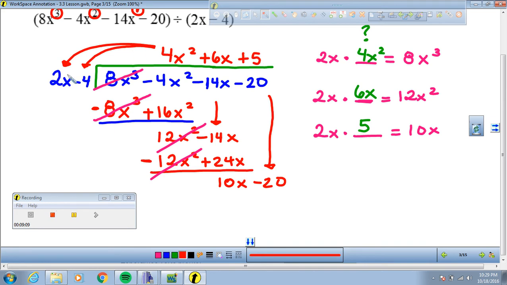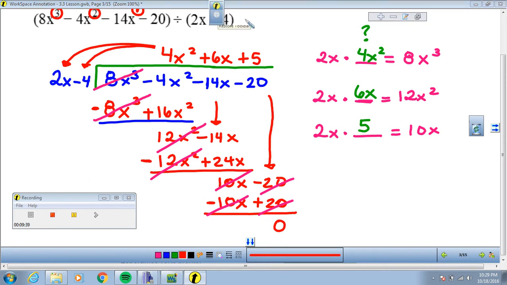Again, 5 times the 2x on the outside, 10x, but positive times a positive should be a positive, but I'm going to change it to a negative on purpose. 5 times a -4, it's a -20, but when I write it here on purpose, I change the sign to a positive 20. So 10x minus 10x cancels, and coincidentally, -20 plus 20 also cancels. So what is left here? Nothing, so 0.